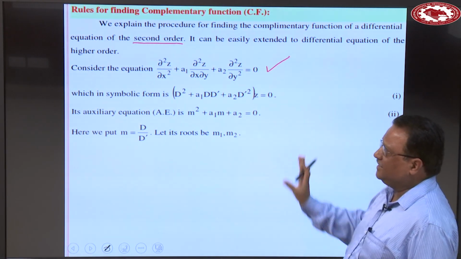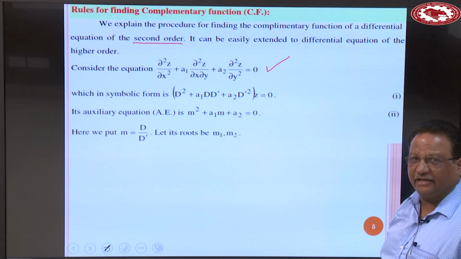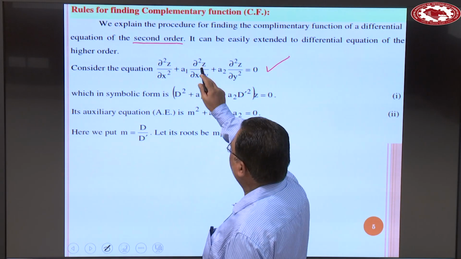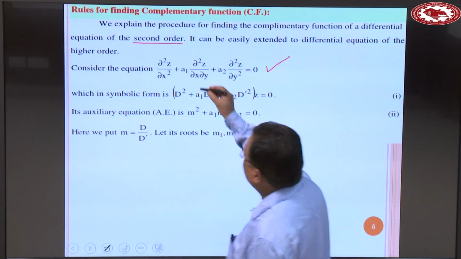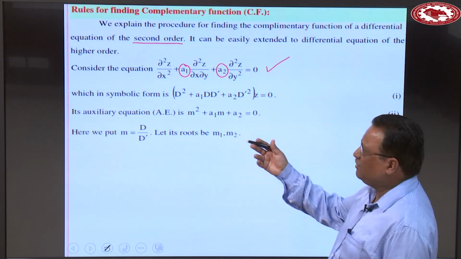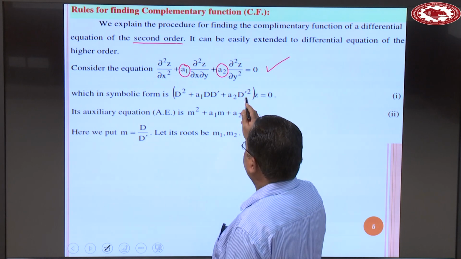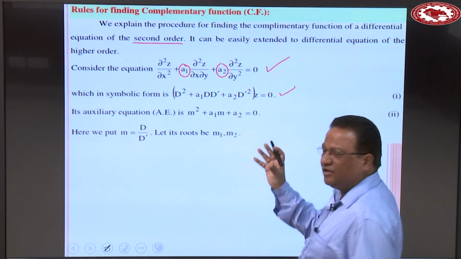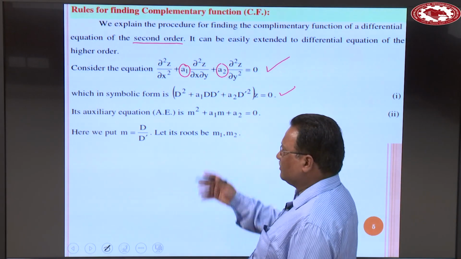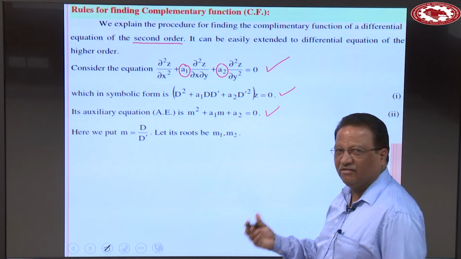So let us consider this type of partial differential equation which is homogeneous in nature. Here the order is 2, here the order is 2, here the order is 2, clear, and coefficients are constants. Now in symbolical form this can be written as d square plus a1 d dash plus a2 d dash square z is equal to 0. The symbolical form of this partial differential equation can be written this way. Now its auxiliary equation becomes m square plus a1 m plus a2 is equal to 0. This one is the auxiliary equation.